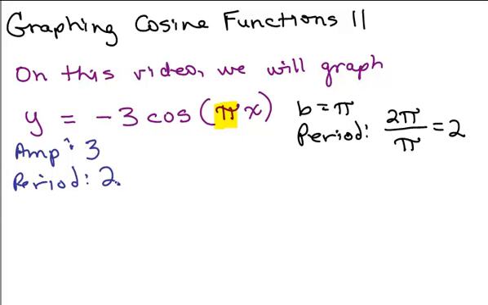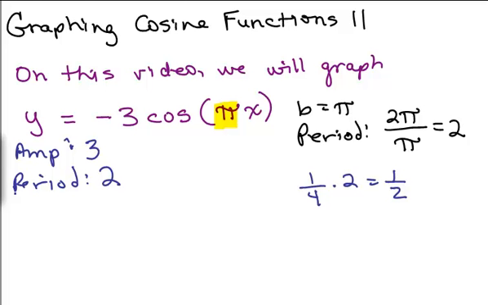Now remember, we need to figure out what a fourth of the period is for getting our key x coordinates. So a fourth of 2, a fourth of the period, is just 1/2. So in other words, if you had your first x coordinate, you would add a half to be halfway there, then you'd add a half again, and you have gone 2 units. So the period will be 2.